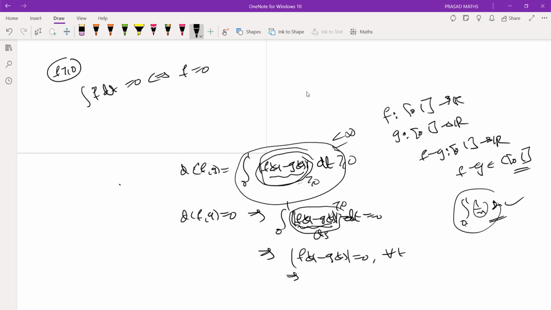Right? So that means mod is 0 if and only if f of t equals g of t for every t. That means f equals g. So the converse is direct. No need to prove it separately, it's straightforward. Is this step clear? Put it in the chat box.